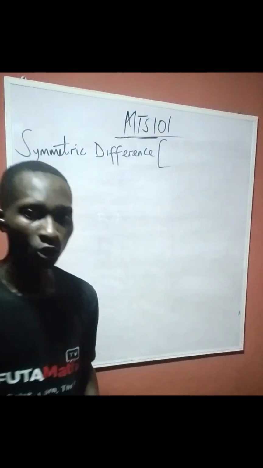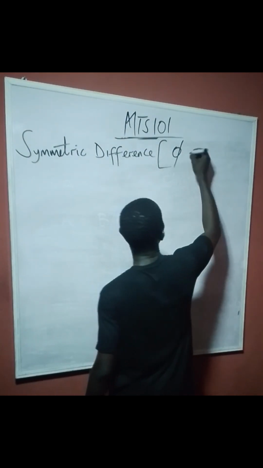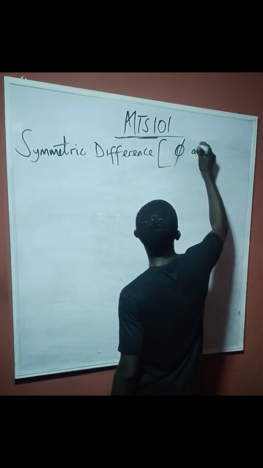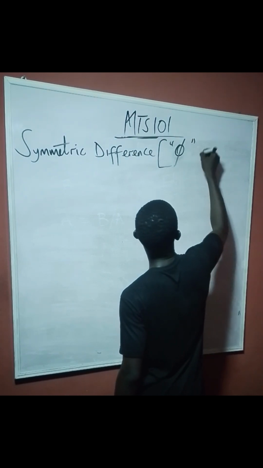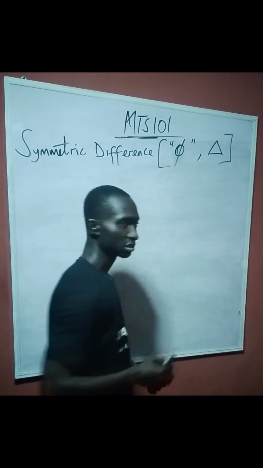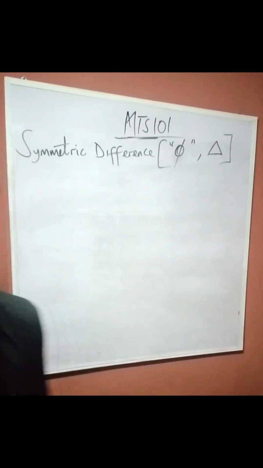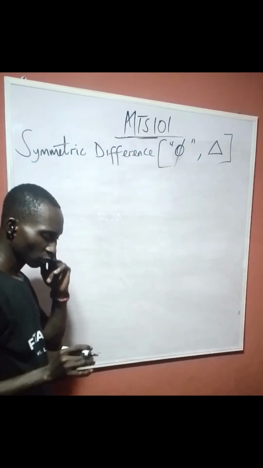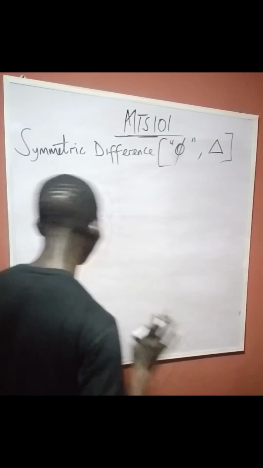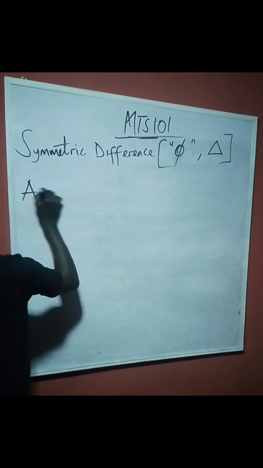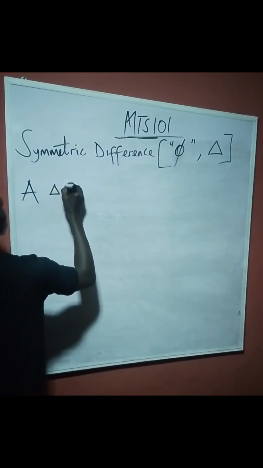So symmetric difference also has two symbols. A symbol of phi. You can use phi, or you can use this symbol. These are the symbols that denote symmetric difference. Now, you have to be very careful here and listen, please. The symmetric difference is very simple too. Now, A symmetric difference B.